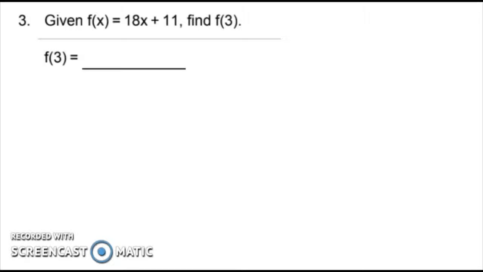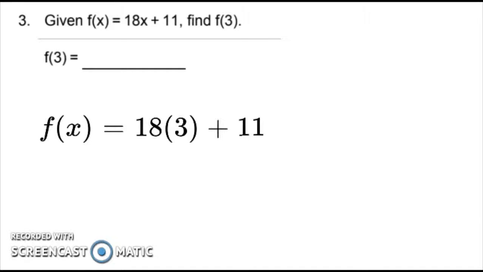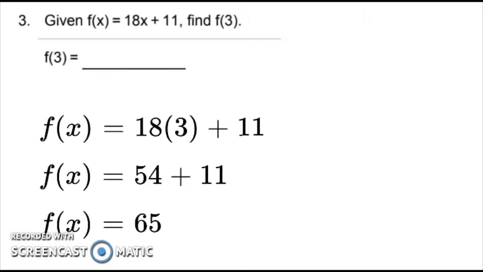Number 3, it says, given f of x equals 18x plus 11, find f of 3. So you're substituting 3 in for x. So 18 times 3 is 54, plus 11 equals 65. So number 3 equals 65.